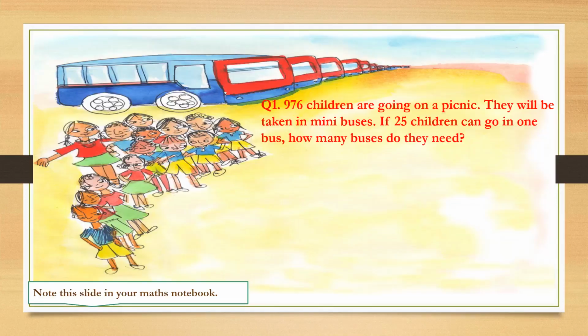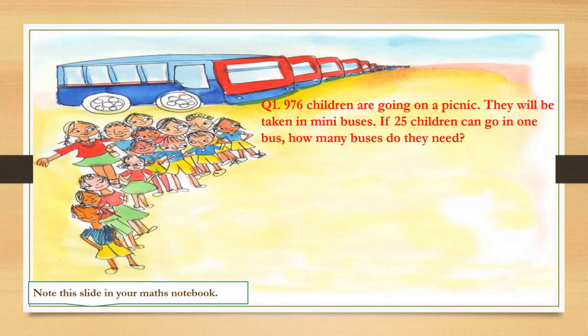Let's start with word problems. Question number 1. 976 children are going on a picnic. They will be taken in mini buses. If 25 children can go in one bus, how many buses do they need?